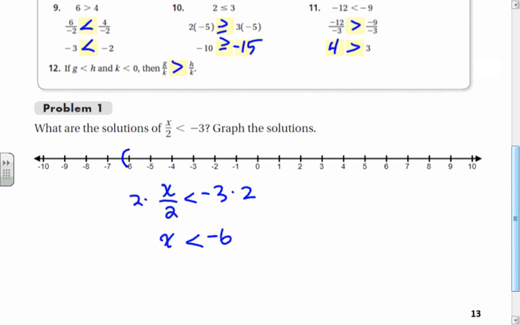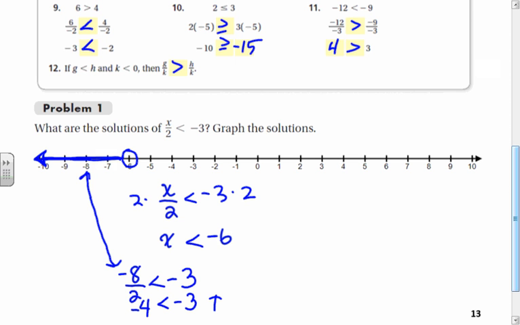Since it's less than, I need an open circle, and less than would be to the left of negative 6. Then I'm just going to check one of those solutions, like negative 8 here, to see if that one's right. I'm going to put that in the original inequality and use negative 8 for x. So negative 8 divided by 2 should be less than negative 3 if it's a good solution. Negative 8 divided by 2 is negative 4, and negative 4 is less than negative 3 is true. So I got that part of the solution right.